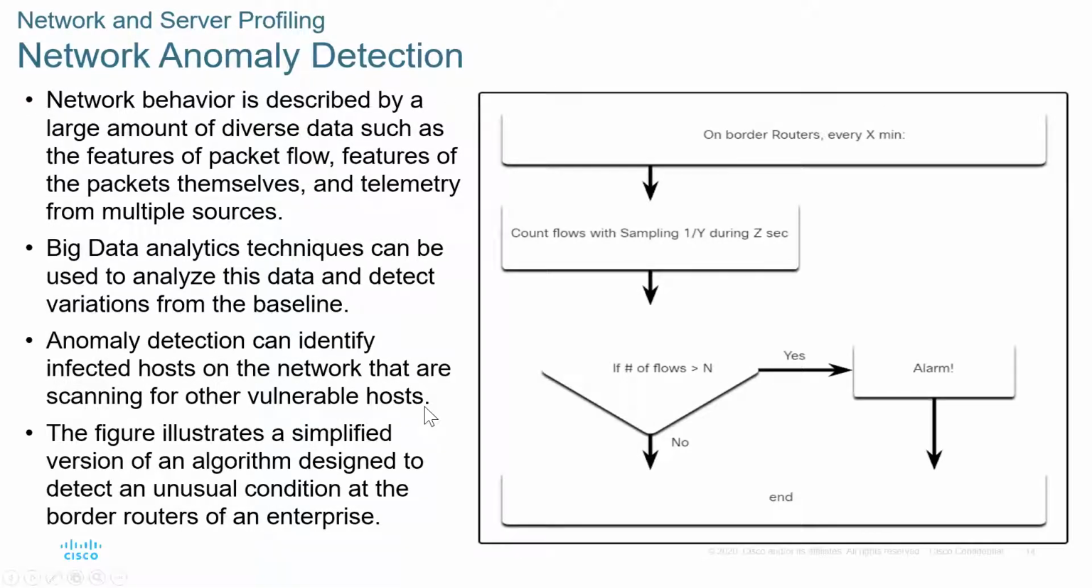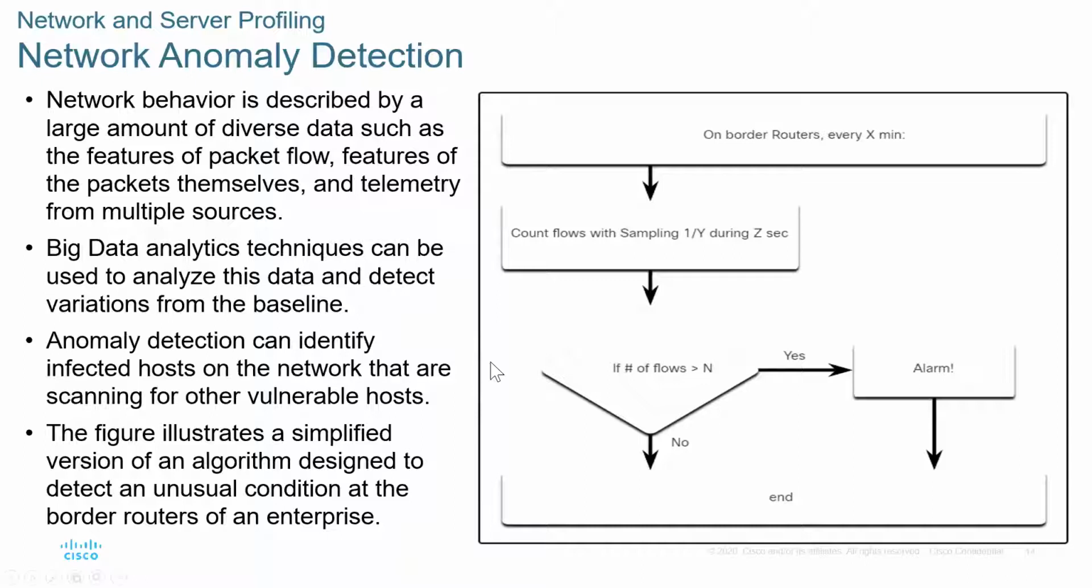Examples of network anomaly detection are described by large amounts of diverse data, such as features of a packet flow, features of the packets themselves, or telemetry from multiple sources. Big data analytics is huge now, or big data techniques are used to analyze this data and detect variations from the baseline, because you're dealing with a large volume of data. The anomaly detection can identify infected hosts on a network that are scanning for other vulnerable hosts.